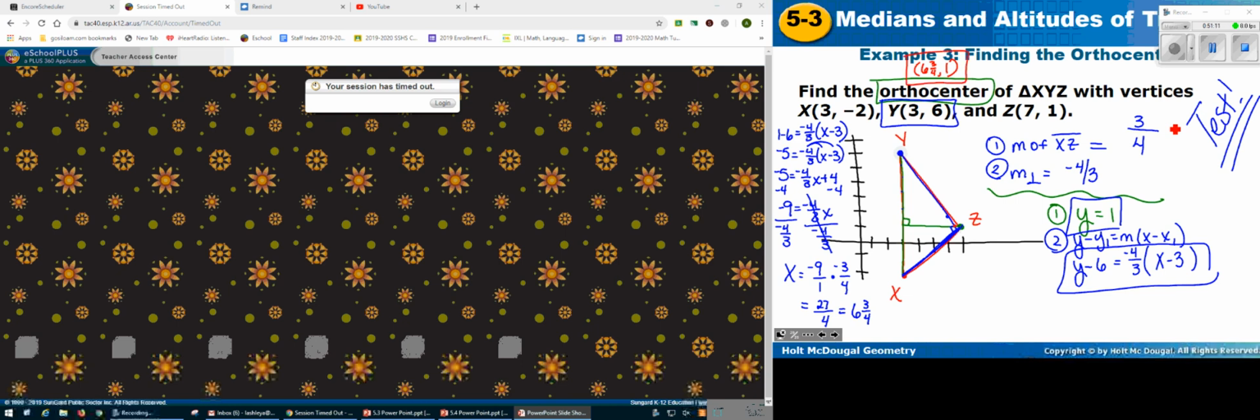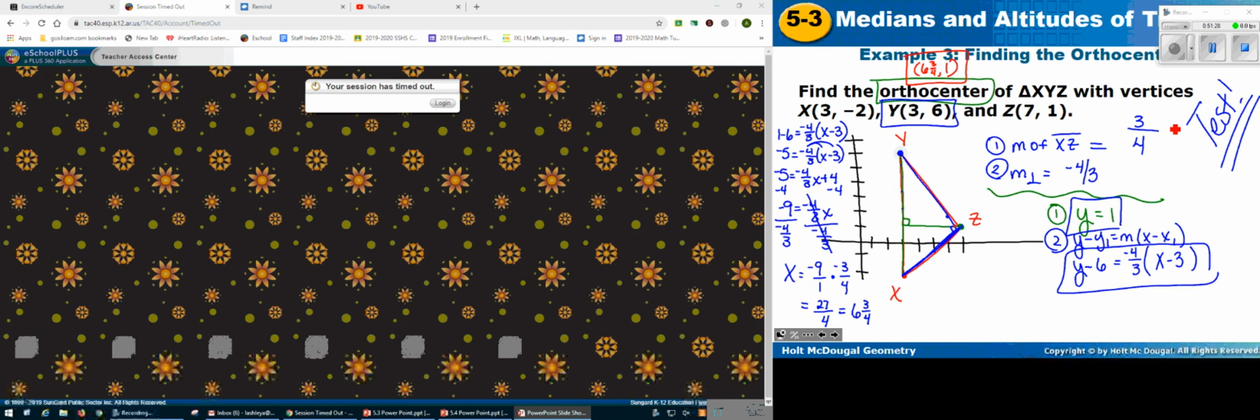So sometimes you're going to have these nice, easy problems where they cross nice and pretty at a whole number right on your graph, and sometimes they're going to be fractions. If it's fractions, then you just need to write the equations of your two lines and find out where they intersect by solving your system of equations.